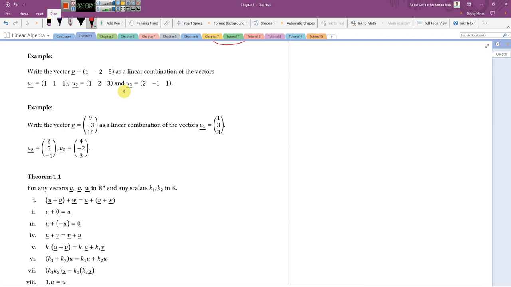Right. So the example: write the vector v as a linear combination of vectors u1, u2 and u3. So v should be written as the linear combination k1 u1 plus k2 u2 plus k3 u3. Now v is given as a row vector, so let me write it as a row vector itself: 1 comma minus 2 comma 5.